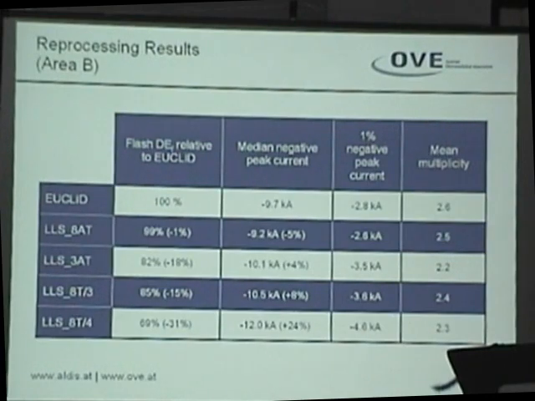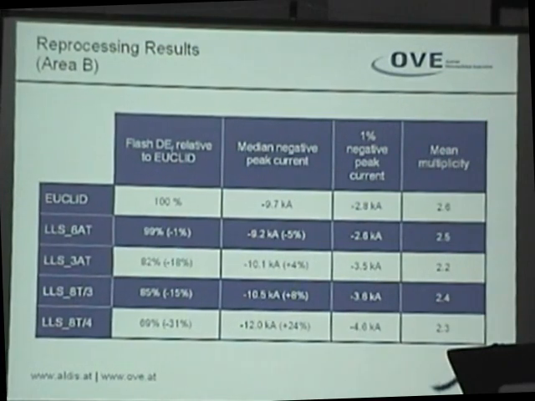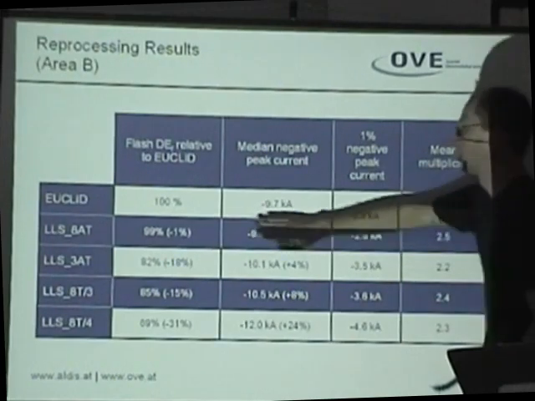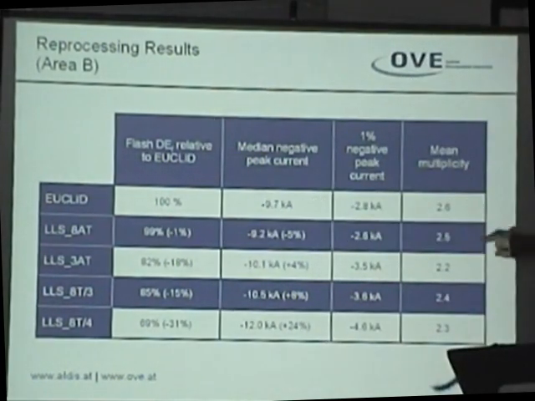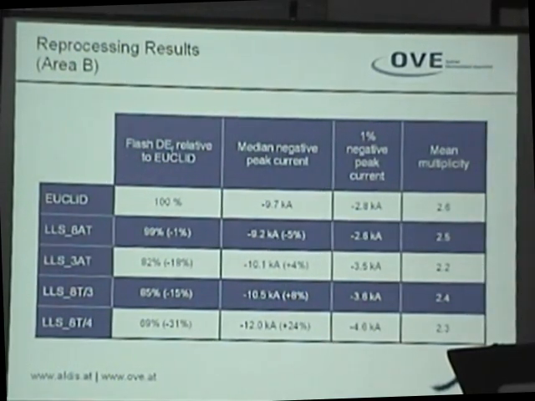It's not correct. We know even here also the 1% negative decreases. No idea. But the mean multiplicity decreases. Mean multiplicity is correct. Yeah. I think if you remove this, everything is in the right order. Only those 2 values don't fit.